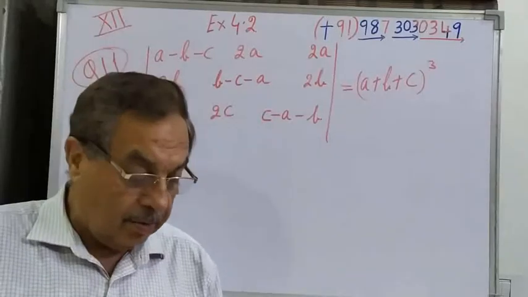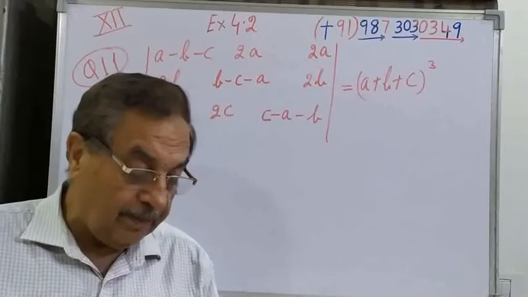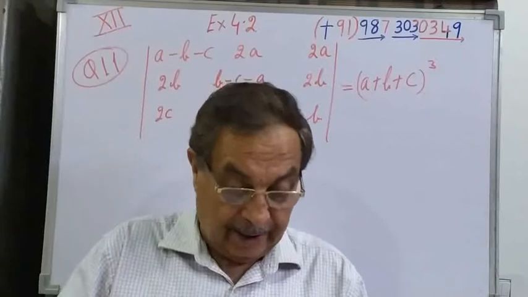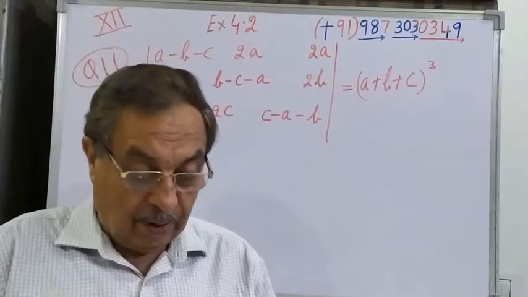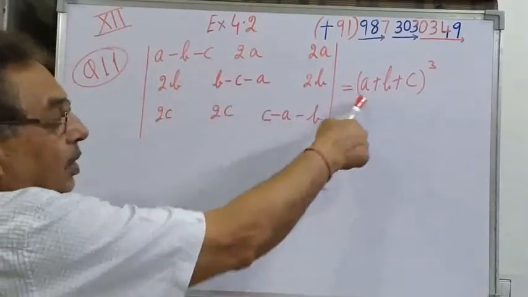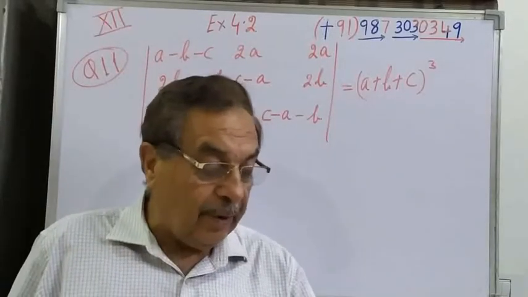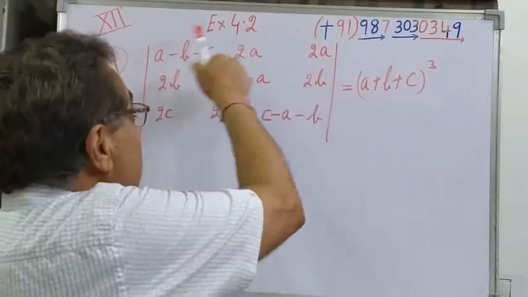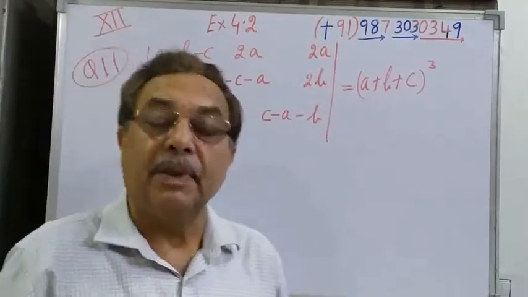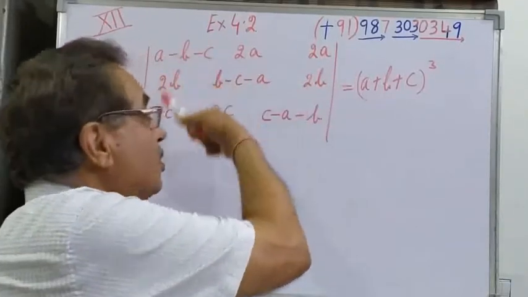Next we come to the important question, question number 11 of exercise 4.2 of our NCERT. Again we have one of the identities, that is this determinant with A minus B minus C, 2A and so on, which we are supposed to prove equal to A plus B plus C whole cube. Clearly this has to be reduced so that A plus B plus C, 3 times this factor, must be there so that we get A plus B plus C whole cube on simplifying this determinant.